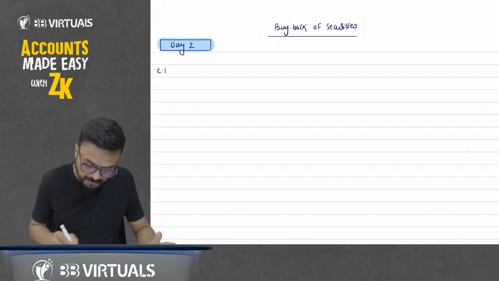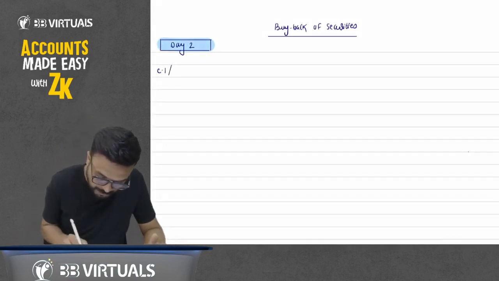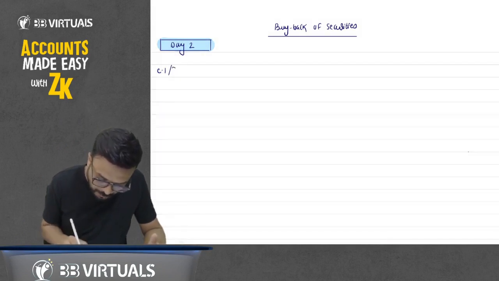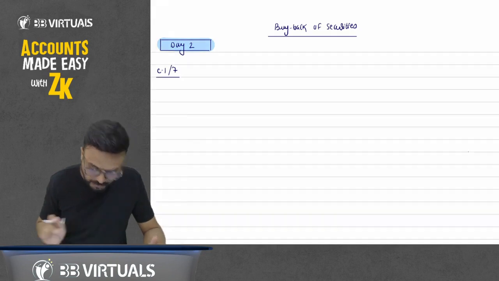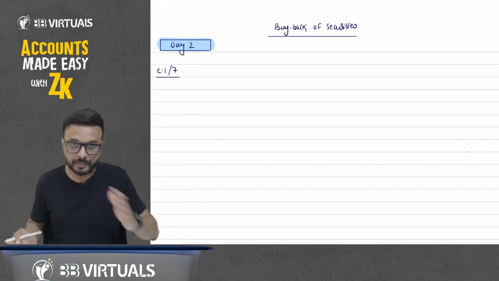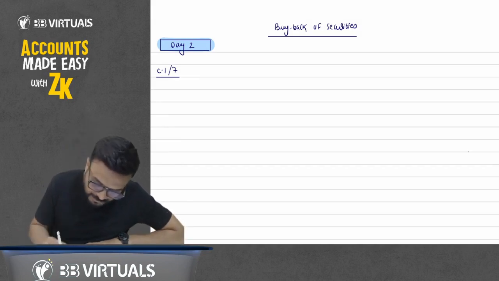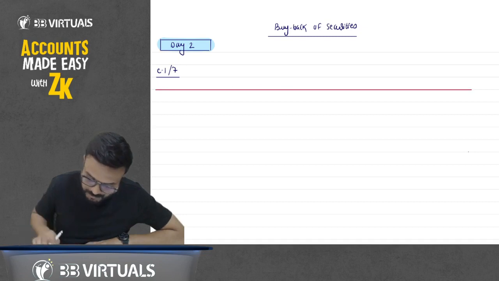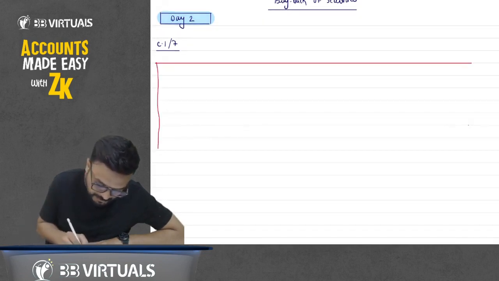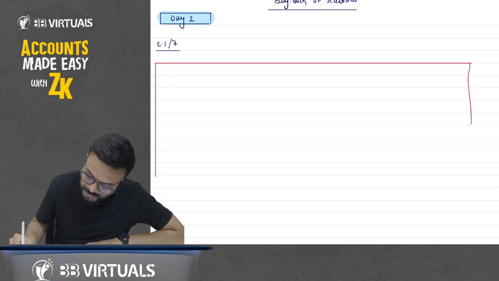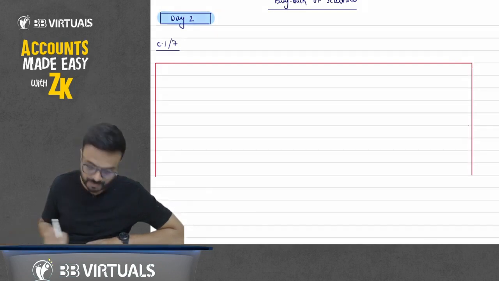So we'll write it down like this: question number 1 on page number 7. Now understand this problem. What happened here? Understand the cycle here. You don't have to draw this cycle in examination. I'm using the red box here to understand the cycle; you don't have to write it down in examination.